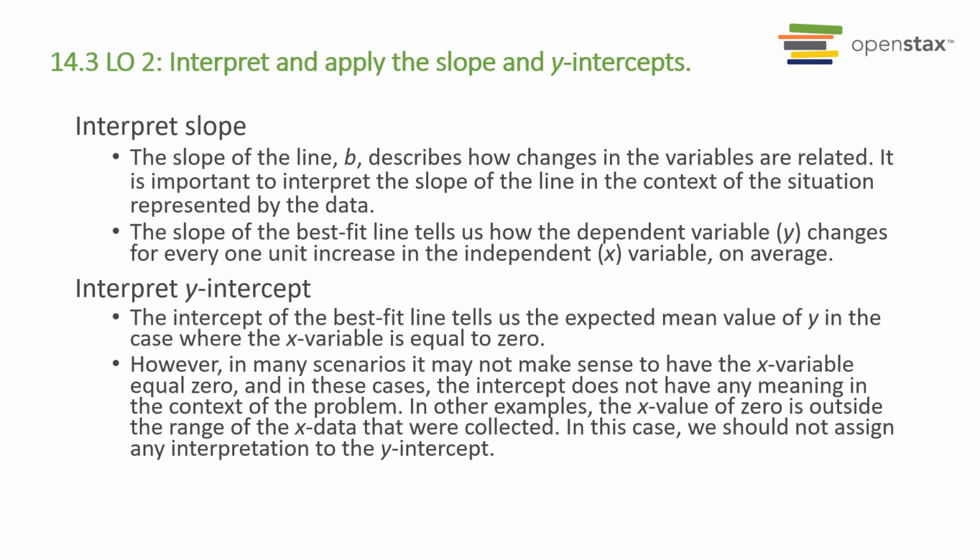The intercept of the regression equation is the corresponding y value when x is 0. The intercept of the best fit line tells you the expected mean value of y in the case where the x variable is equal to 0.